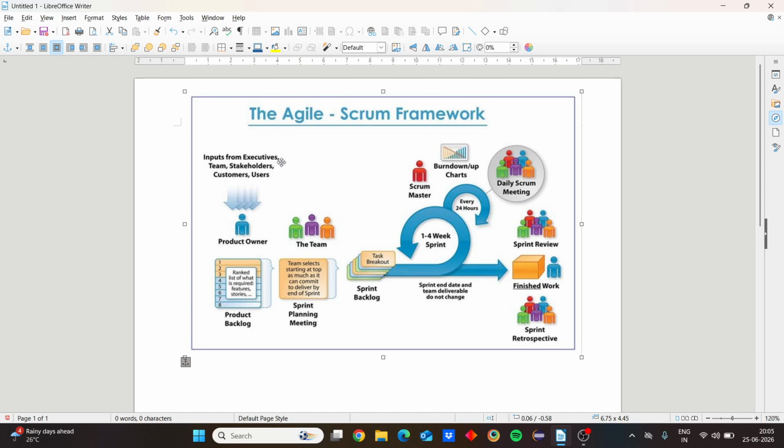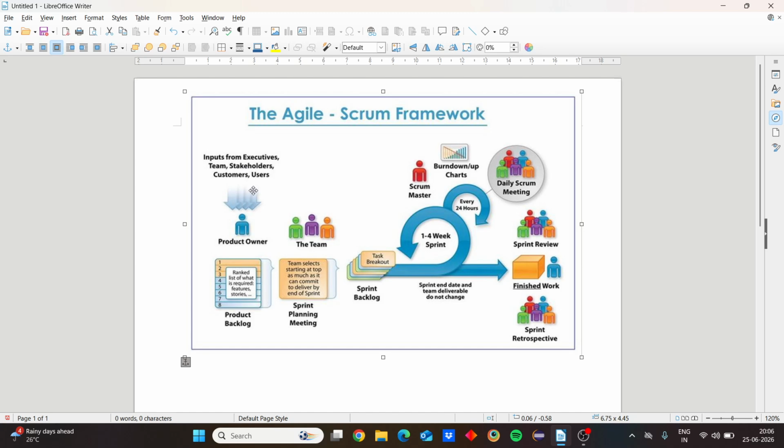Input from the executive means the customer or stakeholder, and the product owner. What is meant by the product owner? The product owner is also called the business analyst or project owner. The product owner gathers the requirements from the stakeholder or customer.